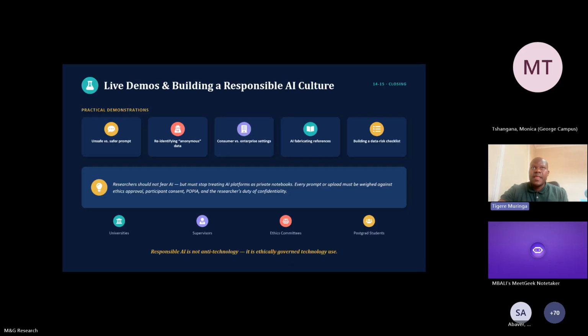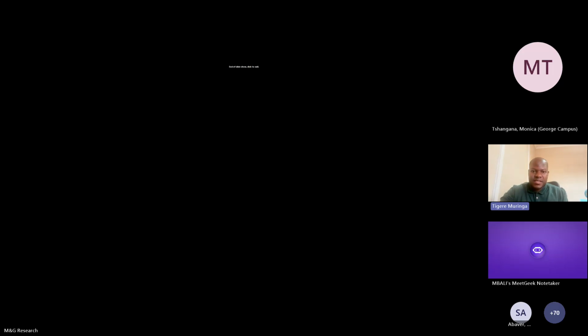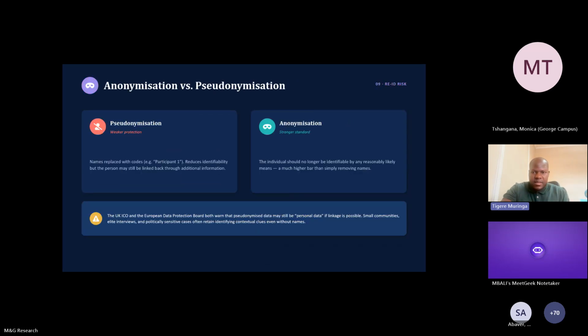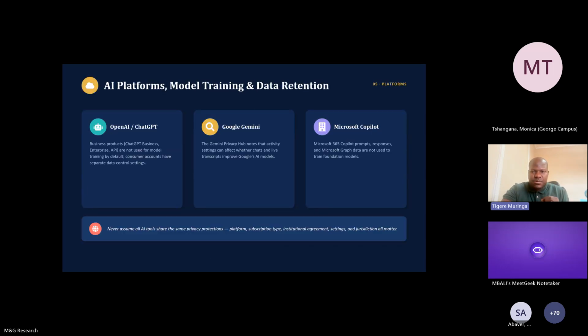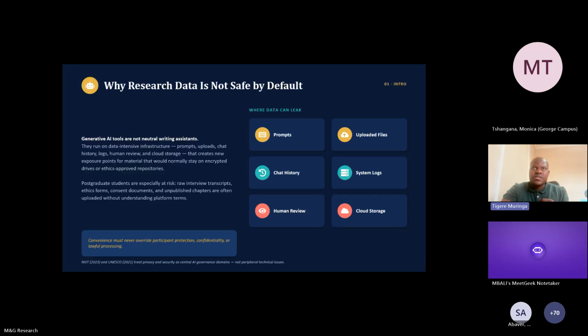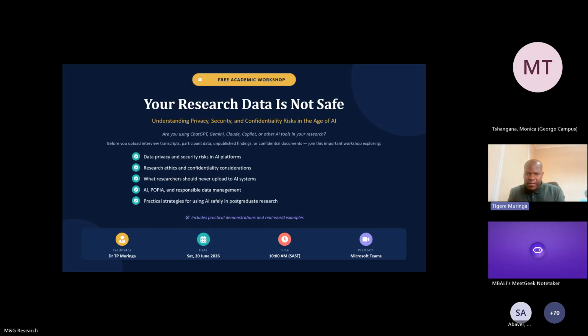We're saying there is need for us to build a responsible AI culture in research and as researchers, right? We are saying that universities, supervisors, research offices, ethics committees, and postgraduate students need to have shared norms. They need to have shared norms in terms of how they use these AI platforms.